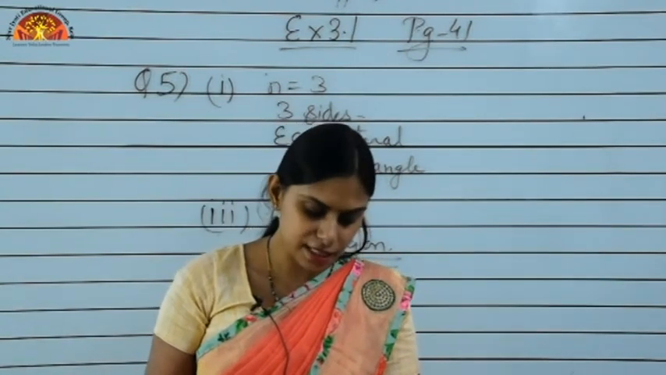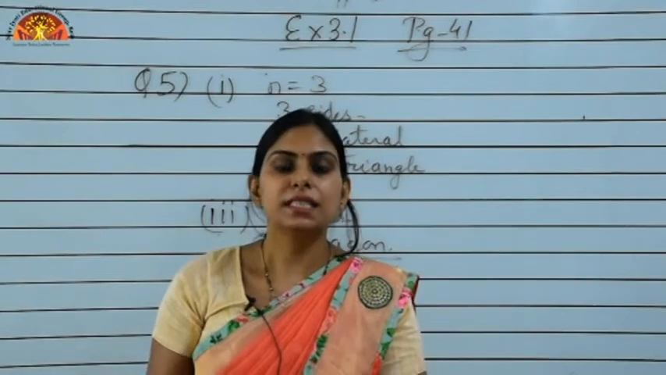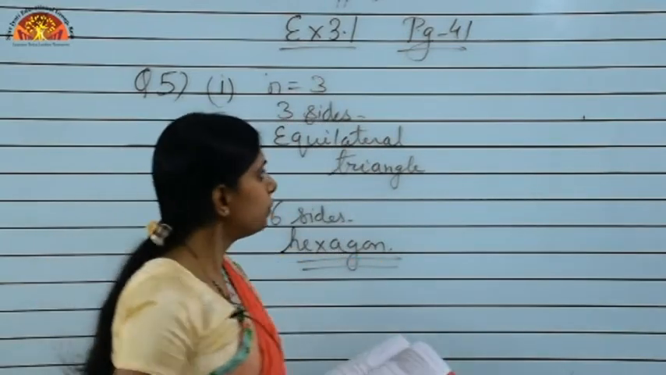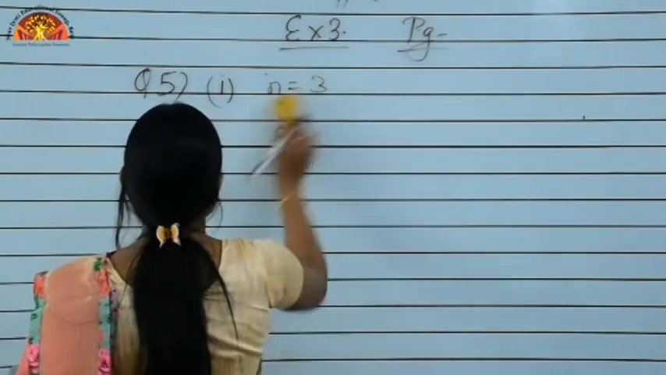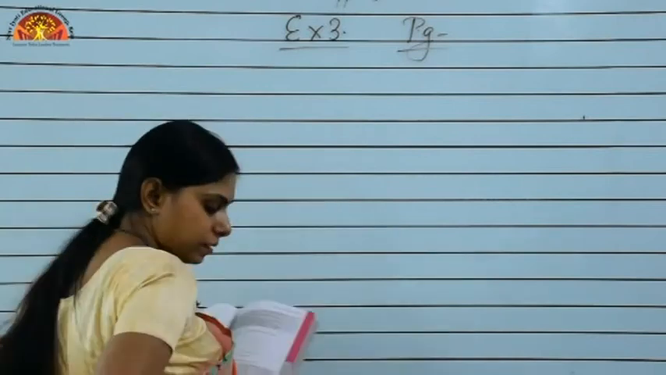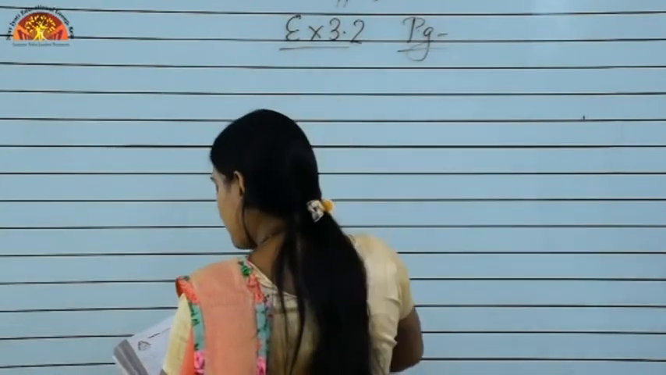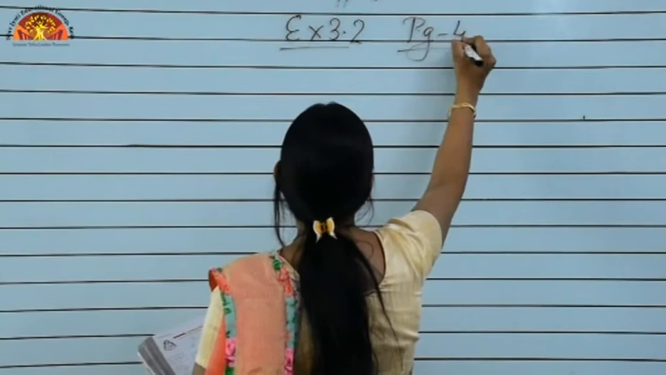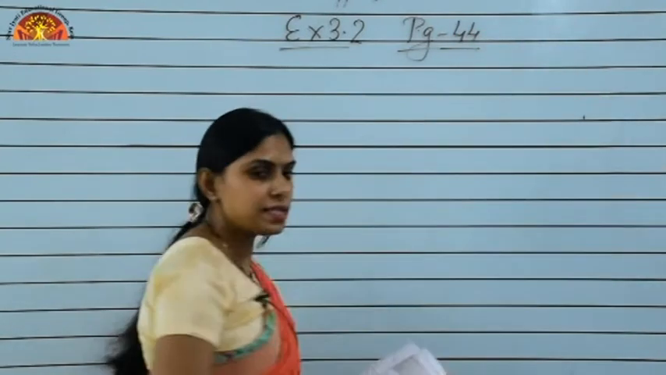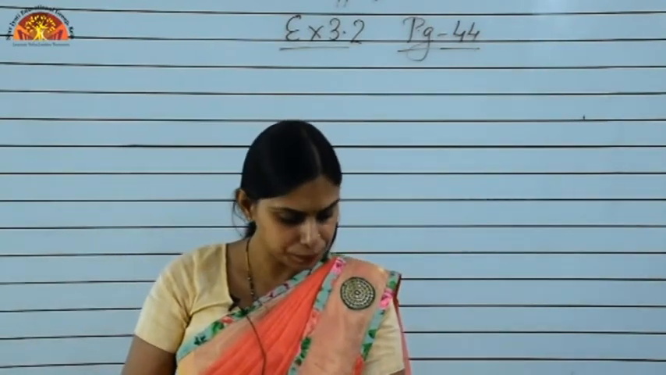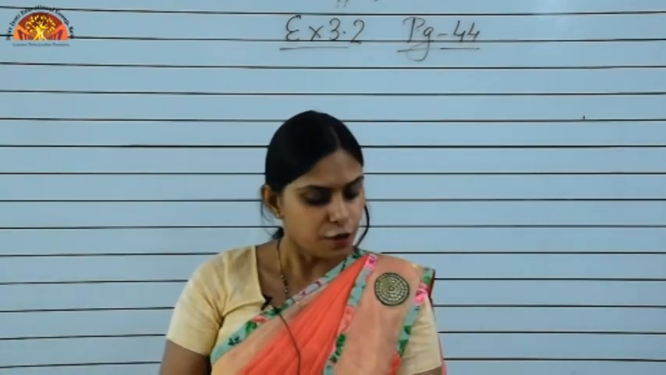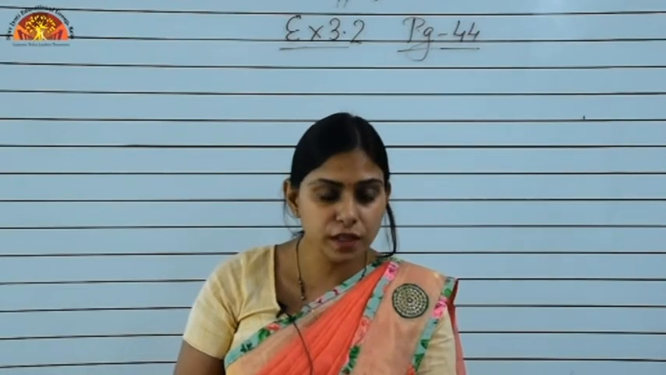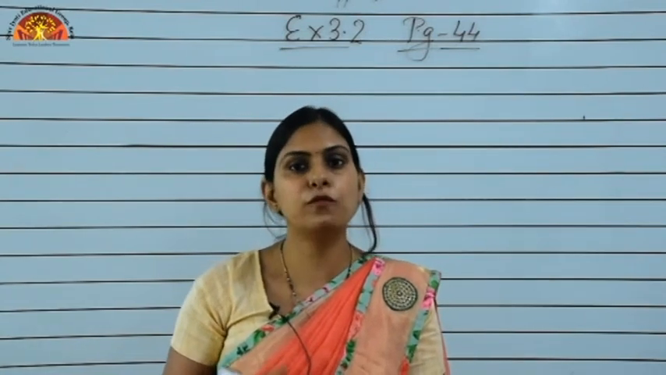Now children, please move to another exercise over here. Just come to exercise 3.2. Please turn your pages. It's page number 44. I hope you are ready with the next exercise. Now just see the question over here. Question number 1: find x in the following figure. So you have to determine the value of an unknown variable x in the given figure.